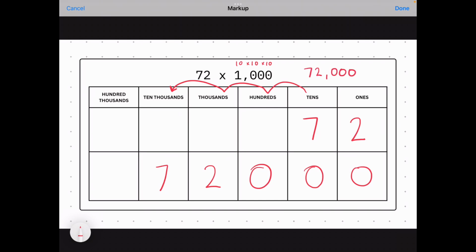72,000. Now you might have noticed the pattern that however many zeros there are is how many zeros I add into my answer. And you're spot on. When we multiply by 10, 100, or 1,000, that's exactly what we're doing.